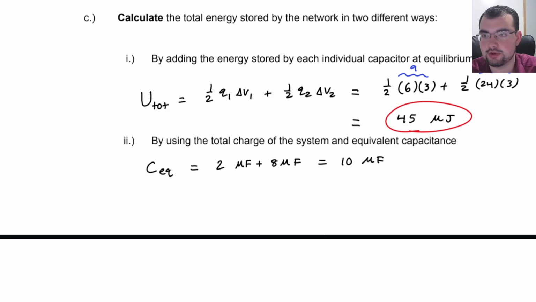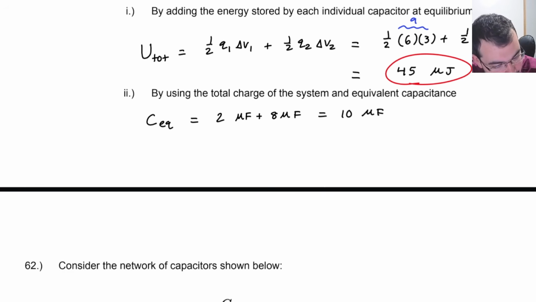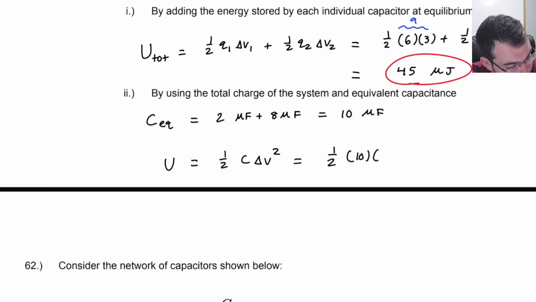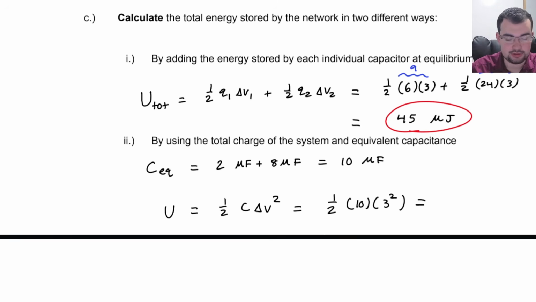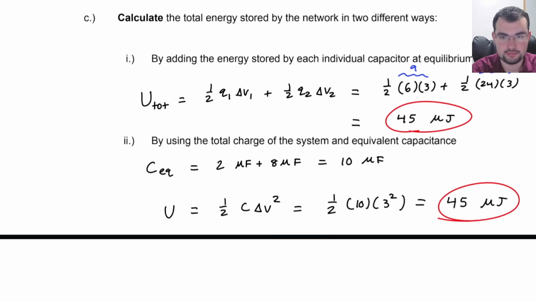So these 2 capacitors, 2 and 8, make 10 because they're in parallel. Capacitance adds in parallel. And we can just use U equals 1/2 C delta V squared, which is equal to 1/2 times the capacitance, which is 10, times delta V, which is 3. So we get half of 10, which is 5, and 3 squared is 9. So I can give a sigh of relief because it works out.